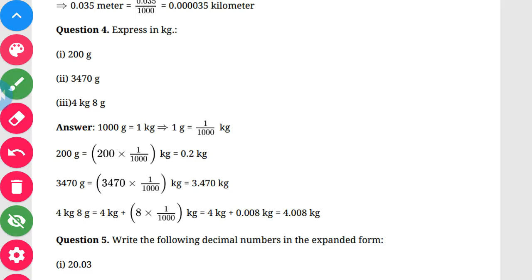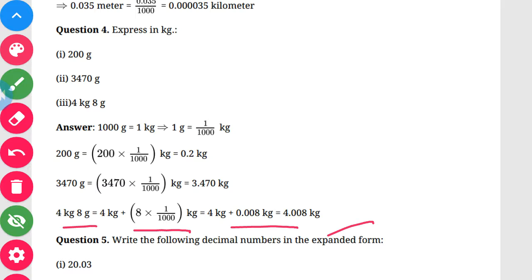And the last one is 4 kg 8 grams. Don't disturb 4 kg, it is already in kg. 8 grams you need to convert in terms of kg. If you see here, 3 zeros, so after the point there will be 3 digits, that is 0.008 kg, and you add it, you will get 4.008 kg. So I hope this is clear. When you solve it, you will get it, children, not an issue.